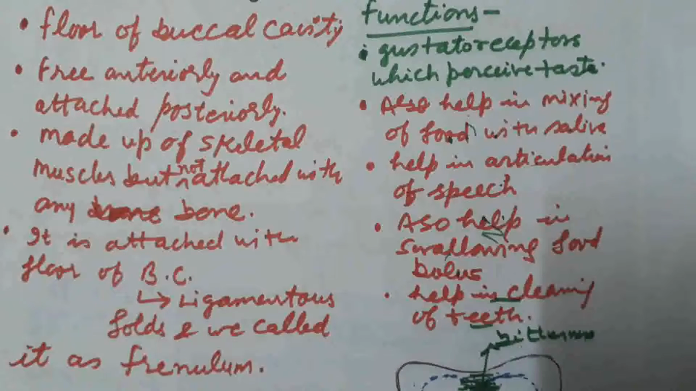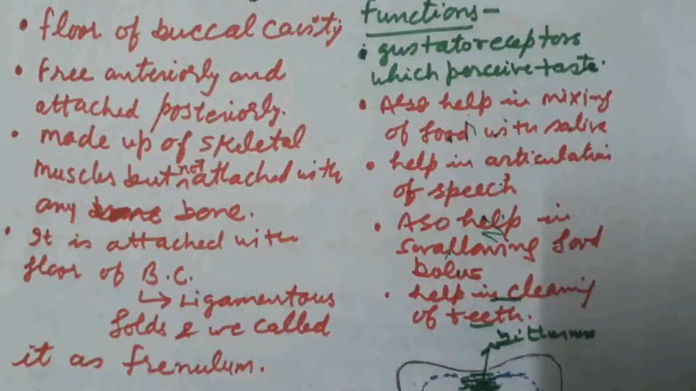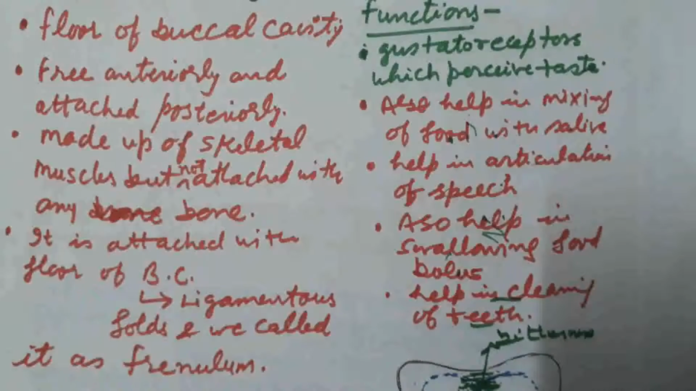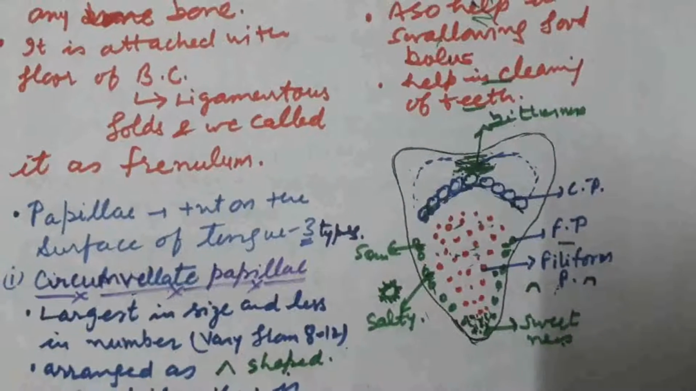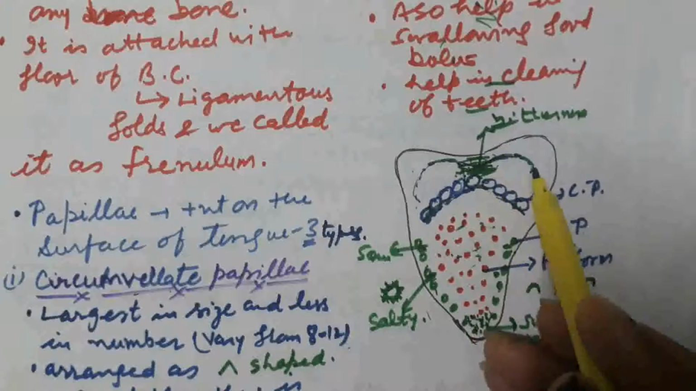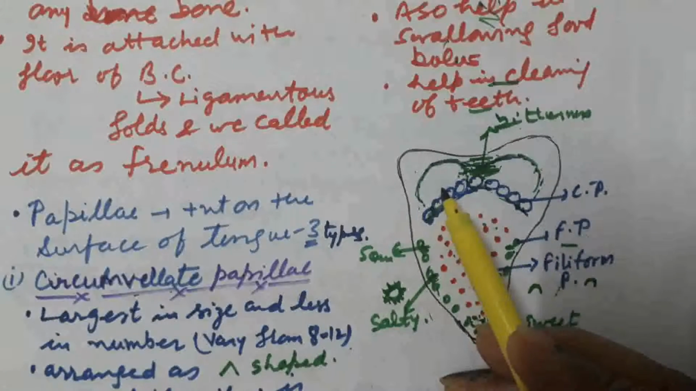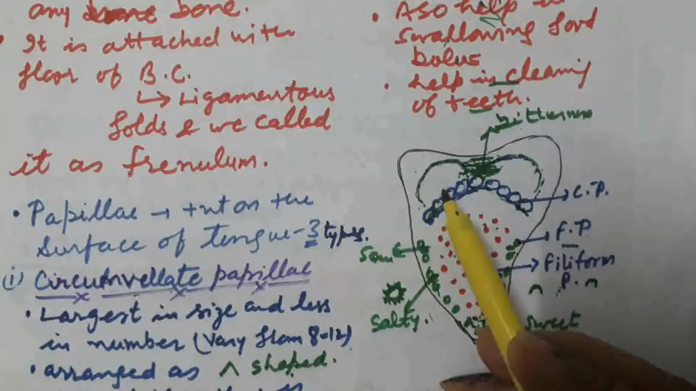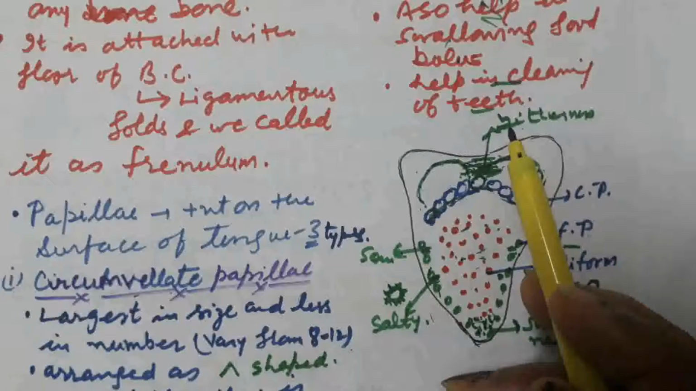One more thing I am going to discuss here, that is lingual tonsils. Lingual tonsils we also discussed when we read about the pharynx. Lingual tonsils are located on the posterior surface of the tongue, at the posterior end of the tongue, which also places them near the opening of the oral cavity into the pharynx.